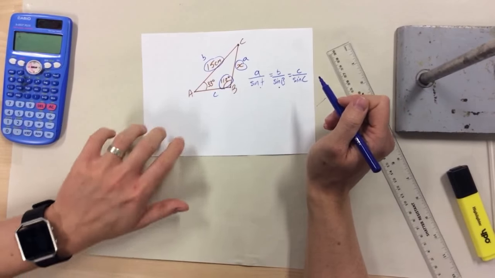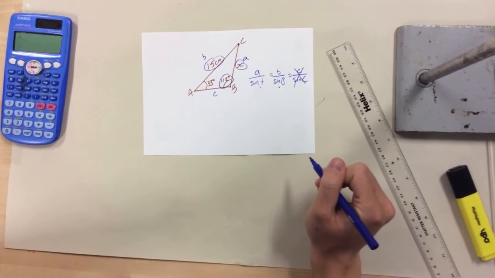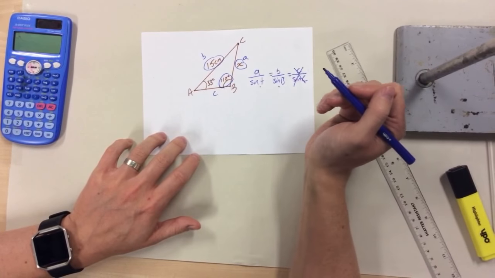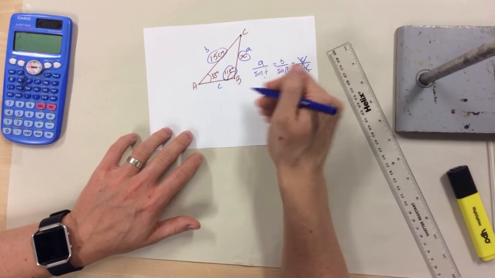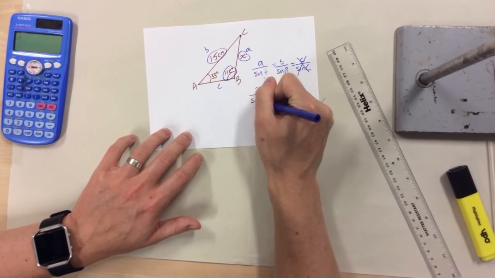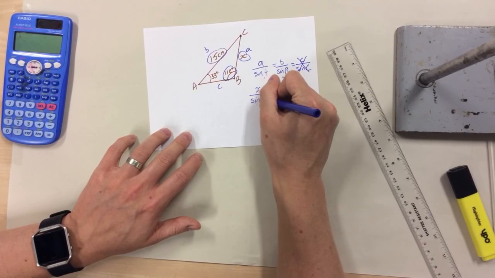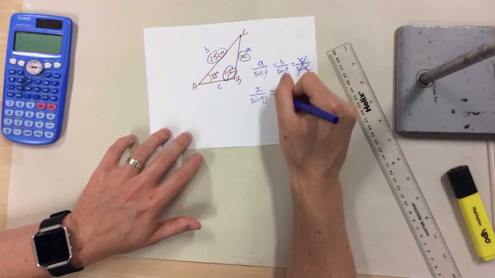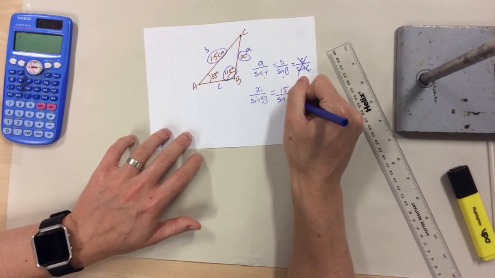Sorry, I just confused myself. We don't know anything about C, so we're going to ignore that one. I don't know the angle for C, and I don't know the side length C, so I'm going to ignore that and just substitute in each bit I know. So I've got x over sine 33 equals 15 over sine 112.